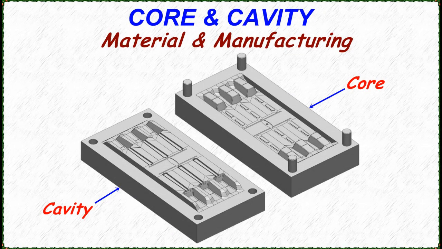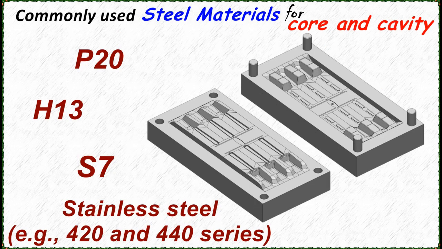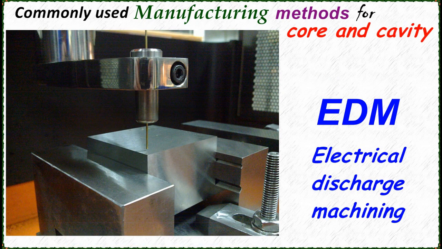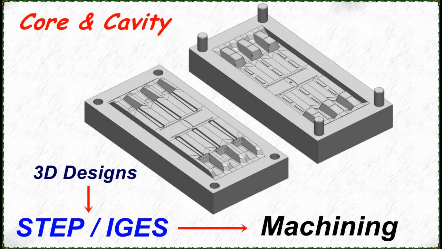A little glimpse on core and cavity materials and manufacturing. Some of the commonly used steel materials for core and cavity manufacturing. The commonly used manufacturing methods for core and cavity: CNC machining and EDM, that is electric discharge machining. These 3D files are exported to STEP or IGS and directly sent to machining and manufacturing.